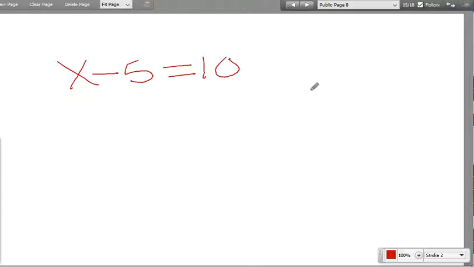Okay, you guys, so now it is your turn to practice. So I'm going to put a problem up on the board, and I want you to write it down. After you write it down, push pause on the video for just a second, do the problem on your own piece of paper, and then push play and see if you did it correctly. Okay, so here is the problem that I want you to do. X subtract 5 equals 10. Write this problem on your piece of paper and then push pause.